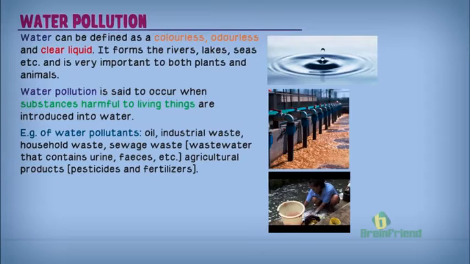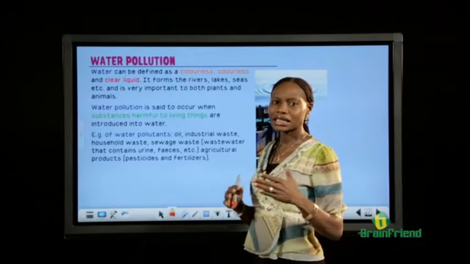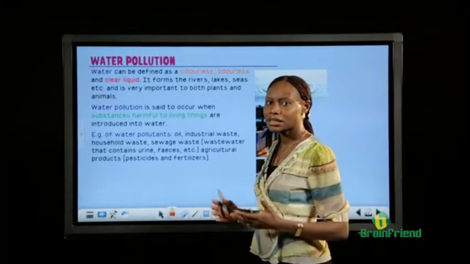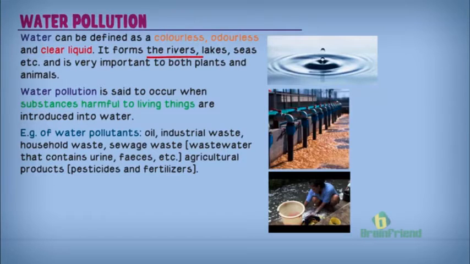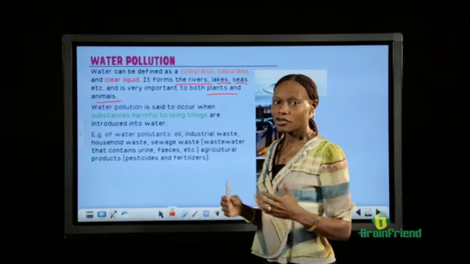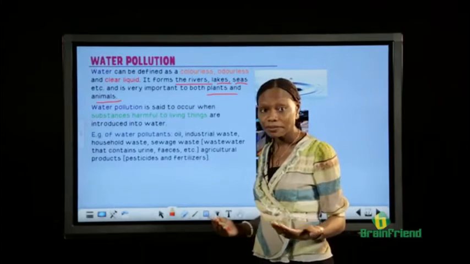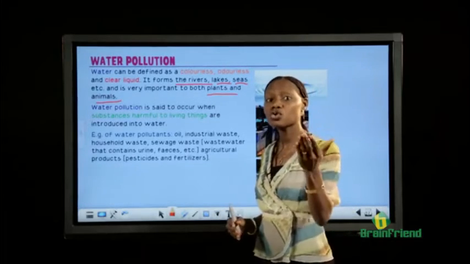Let's look at water pollution. What is water? Water is a clear, colorless, odorless liquid. It forms rivers, lakes, seas. We see it everywhere around us. Now, water forms a very important part of both plants and animals. For instance, we drink water, we bathe with water, we wash with water, we even cook with water.